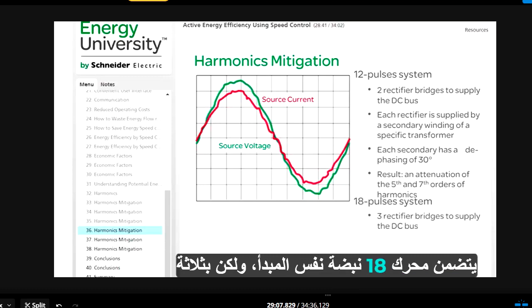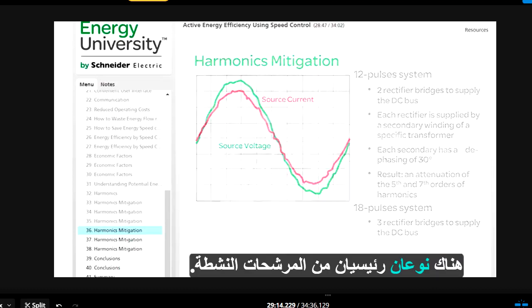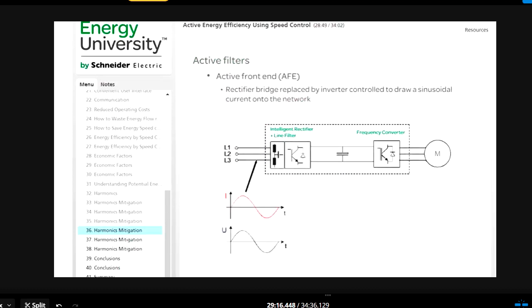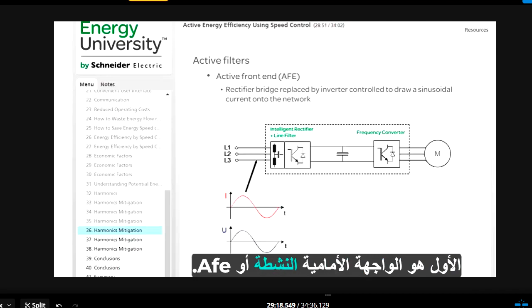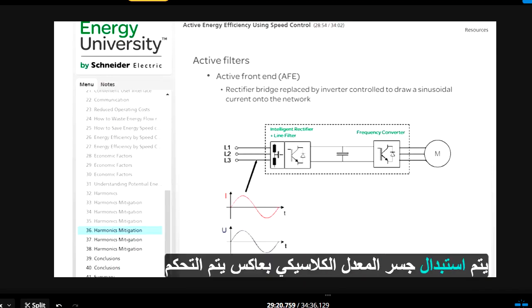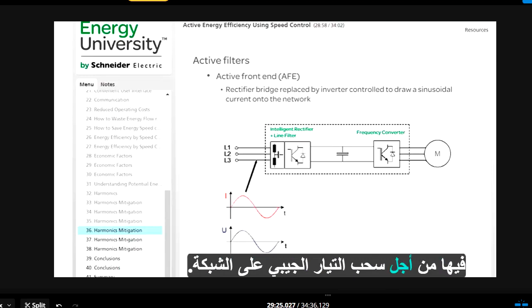An 18 pulses drive involves the same principle, but with 3 rectifier bridges. There are two main types of active filters. First is the active front end, or AFE. Here the classical rectifier bridge is replaced by an inverter controlled in order to draw sinusoidal current onto the network.